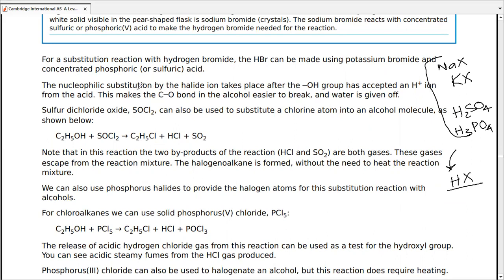Yes. So the nucleophilic substitution by the halide takes place after the OH group has accepted an H+ ion from the acid. This makes the C-O bond in the alcohol easier to break, and water is given off. Now, this clearly gives you the idea that we are breaking the C-O bond. In the case of alcohols, as I have discussed previously, let's break it down: CH3CH2OH. This is the structure for ethanol.